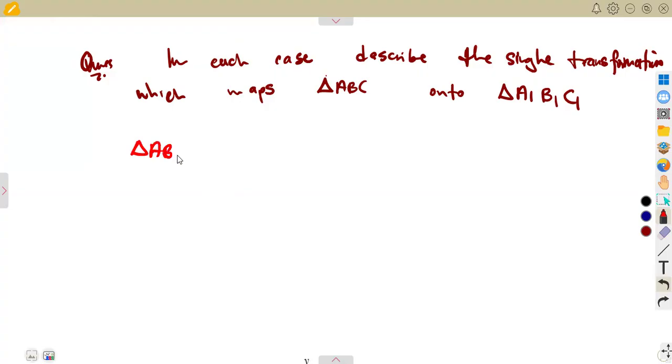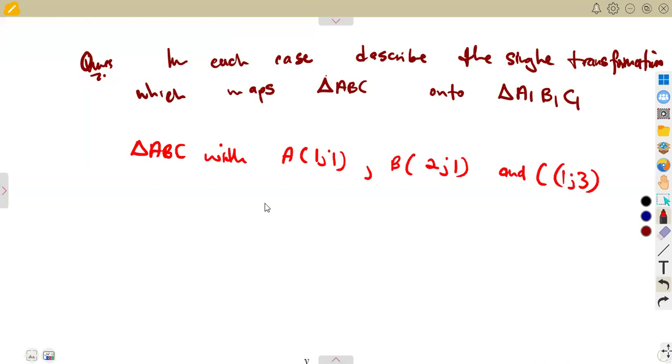So triangle ABC, with the vertices A, let us just say A is (1, 1), B (2, 1), and C (1, 3). Okay, let's say these are the coordinates of the triangle ABC. So like I said, ABC is the object, so we are going to maintain this object throughout. So the images are going to change. So we need the transformation which will map ABC onto A1, B1, C1.